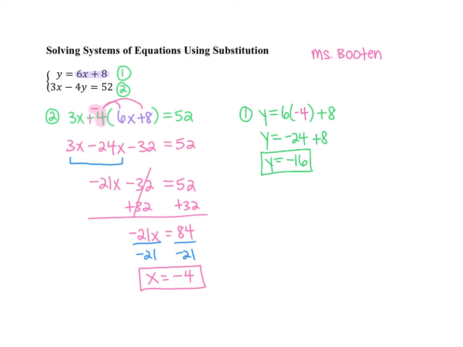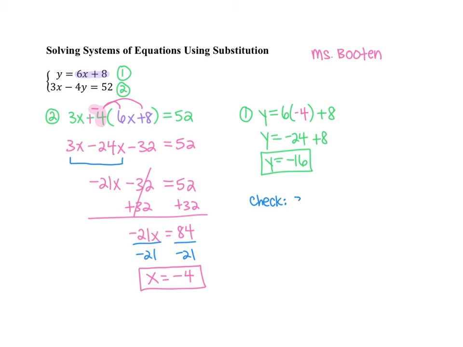My final step is to check. So let's check. Remember, you have to check it in the other equation. Since I used equation number 1 to solve for the second variable, I already know that negative 4, negative 16 works for equation number 1. So I need to make sure it works for equation number 2.